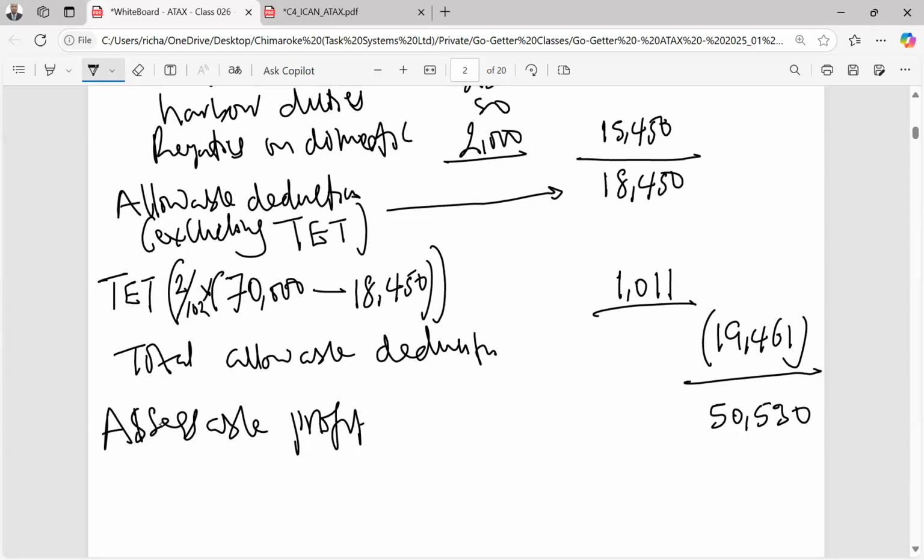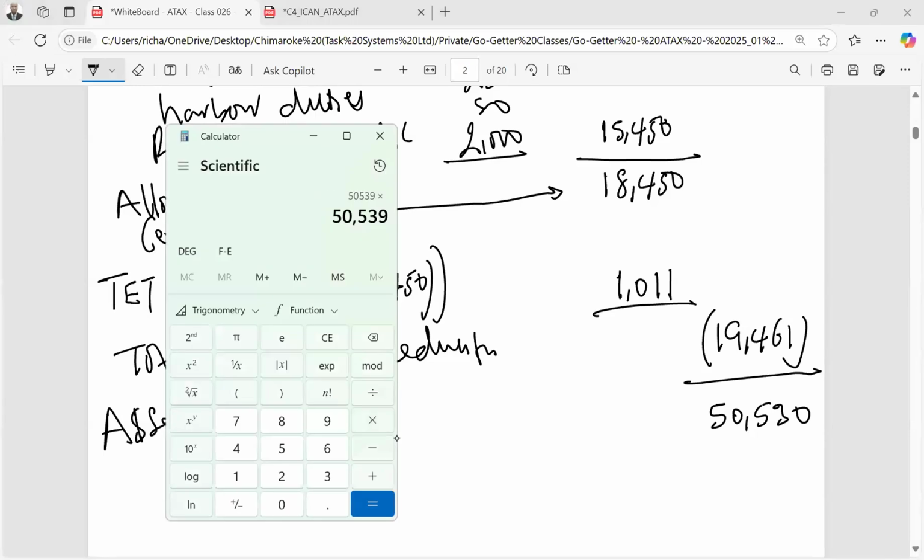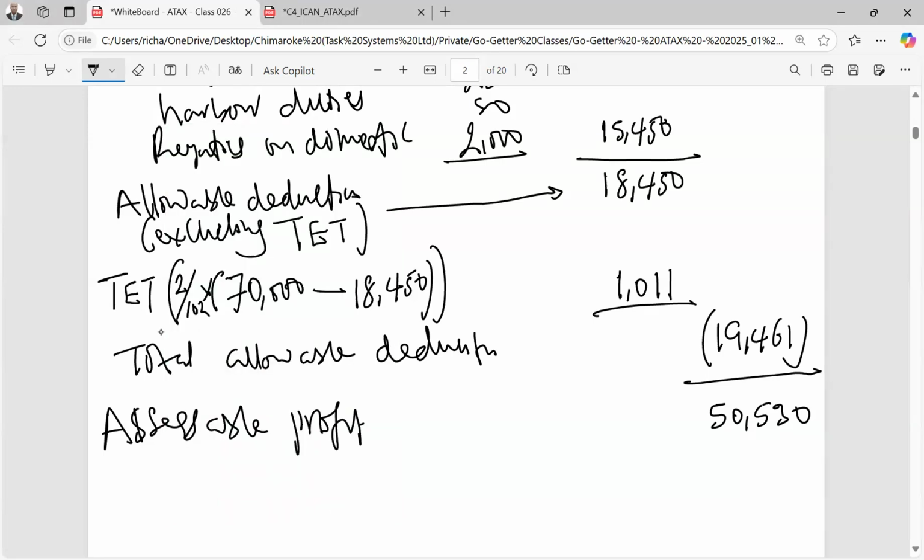50,539. Now let's test. If we look for 2%, now not 2 over 102, if we look for 2 over 100 of this, we should be getting this. Let's see. Times 0.02, the same thing as 2 over 100. So did you see? 1,011. So that's the only way you get your TET, by doing it this way.